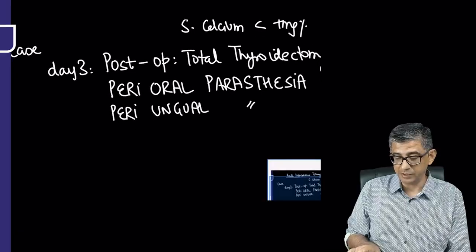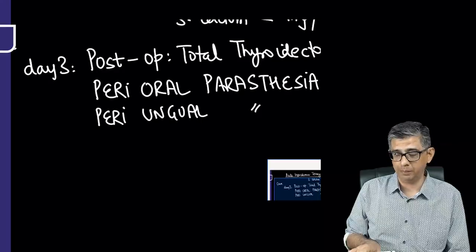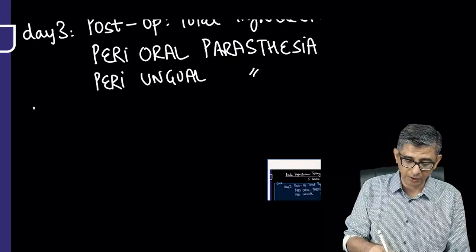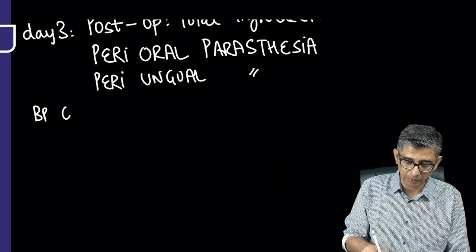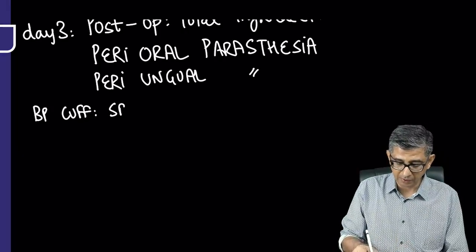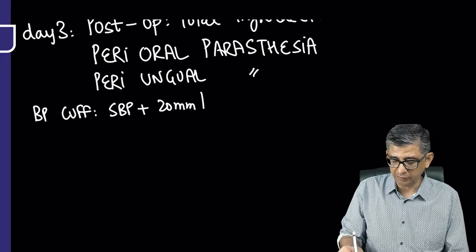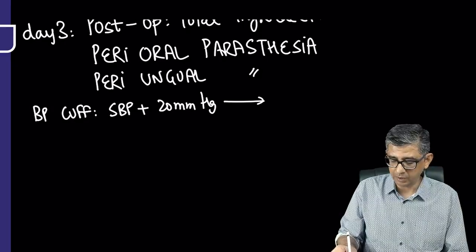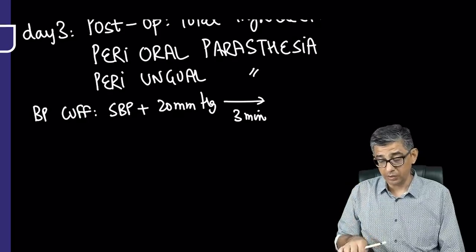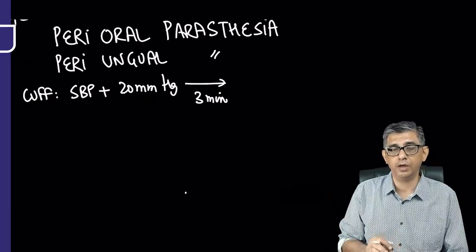So, in fact, this is itself a question. What is the earliest clinical manifestation of tetany? That would be perioral and peri-ungual paresthesias. What I'm going to do in this gentleman is deploy a BP cuff on his arm, at 20 millimeters above the systolic blood pressure. If I do this in you and me and keep it there for 3 minutes, all it will cause is a discomfort. But in these patients, you will be able to elicit irritability.